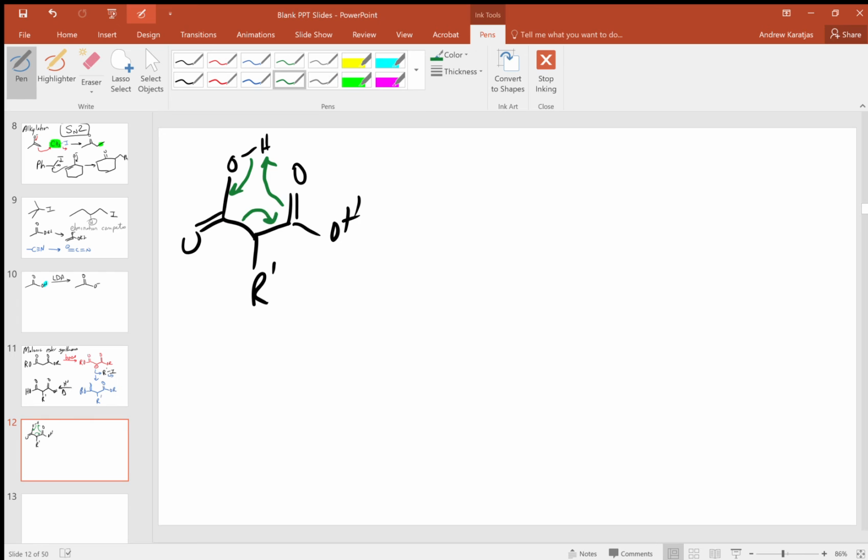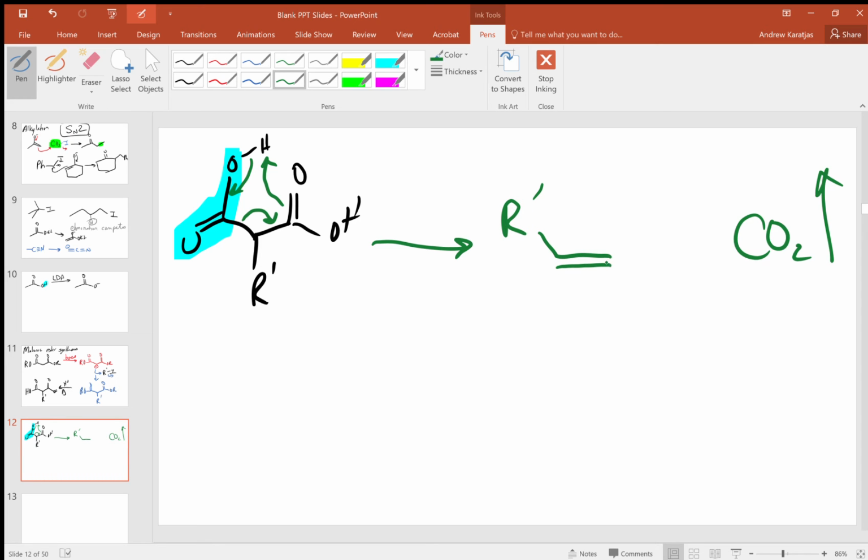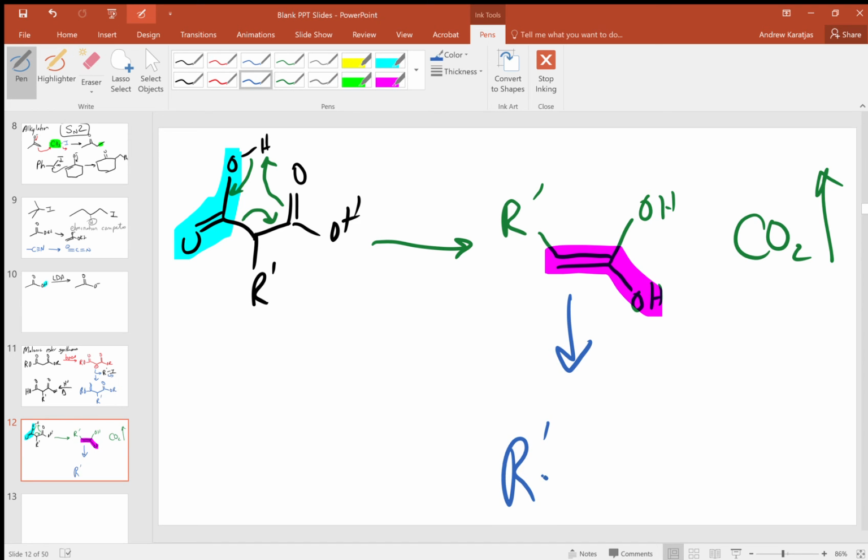we break this carbon-carbon bond, and this step is completely irreversible because if you notice here, this is the piece that we're kicking out. It's carbon dioxide, goes away as a gas. And we're left with this enol. And this enol here can then tautomerize to form the carboxylic acid.